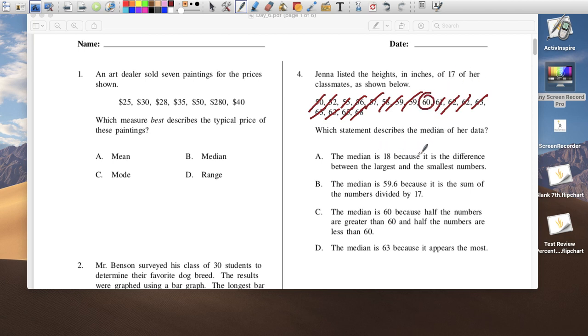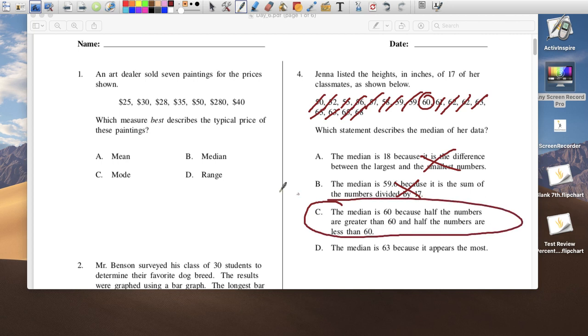So the median is 18. Wow, what? Because it's the difference between the largest and smallest numbers. Makes no sense. The median is 59.6 because it's the sum of the numbers divided by 17. You know that's not it. The median is 60 because half of the numbers are greater than 60 and half of the numbers are less than 60. And this is the one that we want.